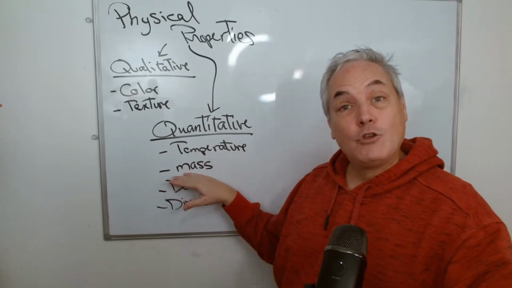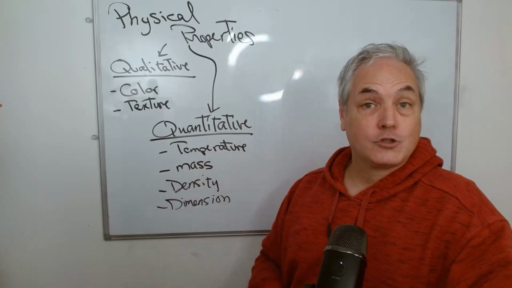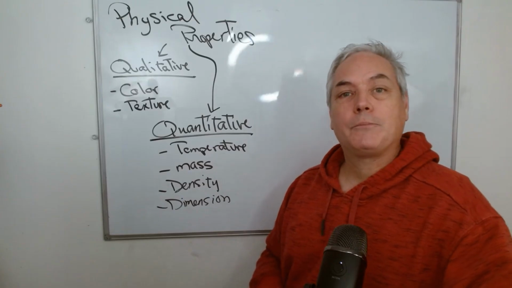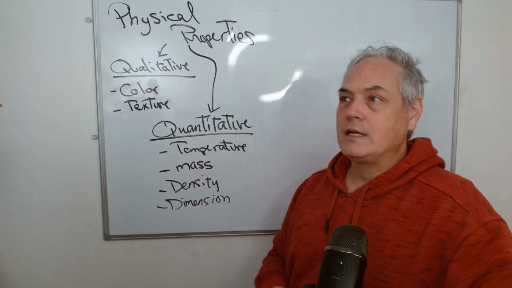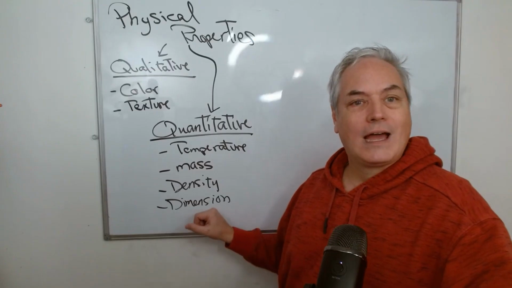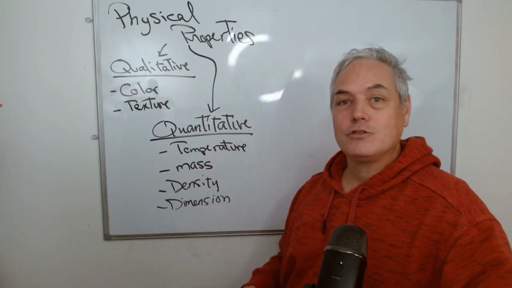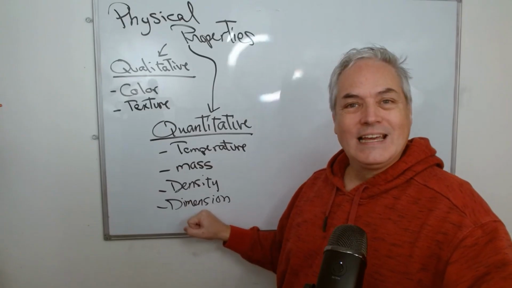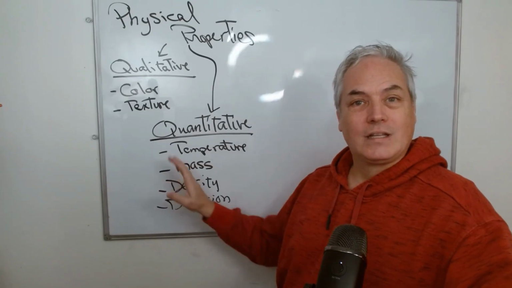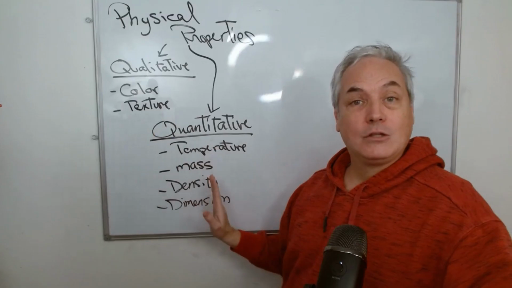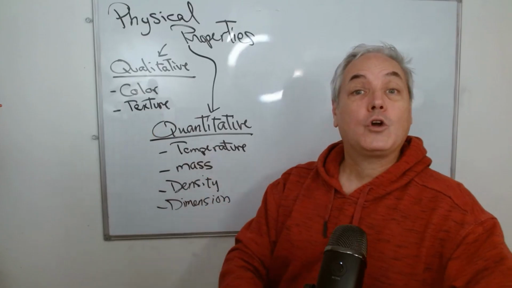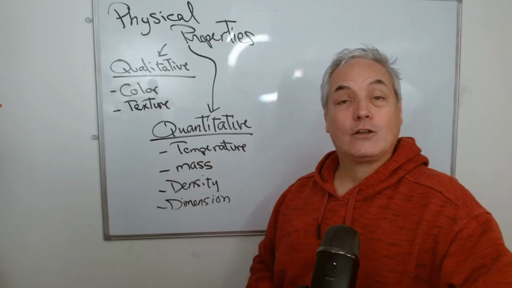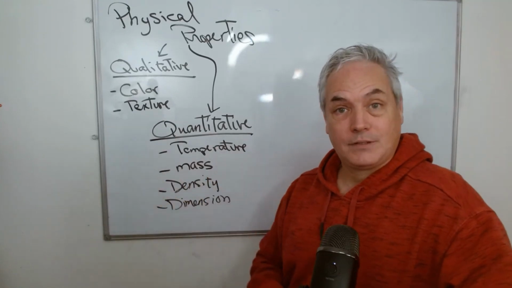If you have mass, you can measure in grams or kilograms. If you think of density, in grams per centimeter cubed or tons per meter cubed. If you have dimensions, it could be centimeters, meters, kilometers, astronomical units. These can be measured. That's the big difference between the two. Now, we're going to go into chemical properties and chemical change. So let's see if we can go to the next step.